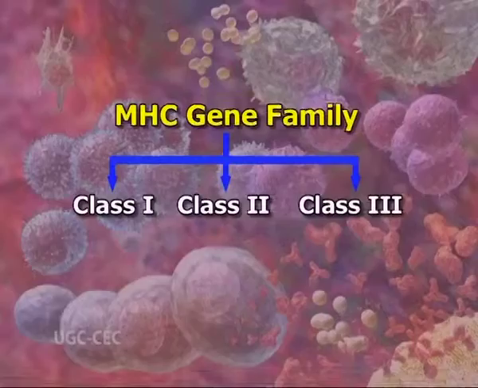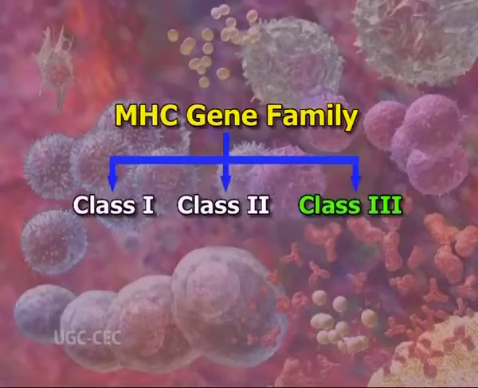MHC class 2 molecules in humans have 5 to 6 isotypes. Classic molecules present peptides to CD4 plus lymphocytes. Non-classic molecules, accessories with intracellular functions, are not exposed on the cell membrane, but in internal membranes in lysosomes, normally loading the antigenic peptide onto classical MHC class 2 molecules.